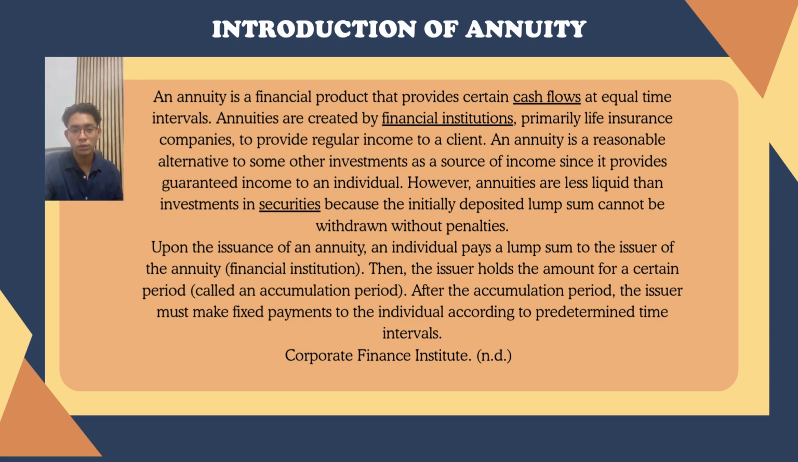So today I would like to share with you about case study 2, which is the annuity. So what is an annuity? An annuity is a financial product that provides guaranteed payment at regular intervals. A person pays a lump sum to a financial institution, which holds the money during an accumulation period. After that, the institution makes fixed payments over time. Annuities offer steady income but are less flexible than other investments, because early withdrawal often comes with penalties.